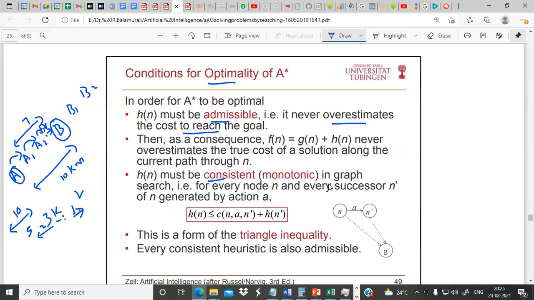Suppose it overestimates, what will happen? Say from the initial state, actual distance is 10 kilometers. Okay. Say it overestimates.